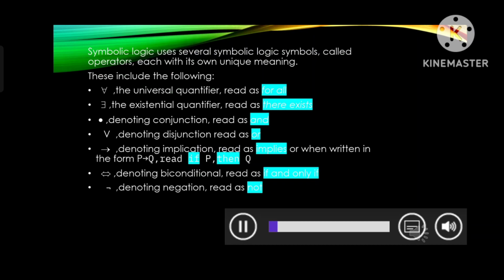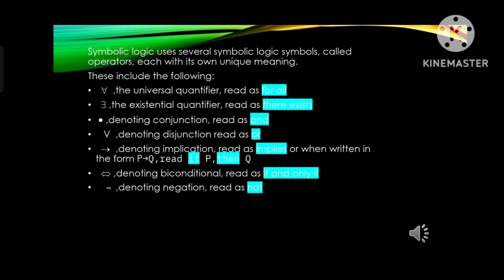Symbolic logic uses several symbols called operators, each with its own unique meaning. This includes the following, as you can see on my PowerPoint. First, the universal quantifier, read as for all. Second, the existential quantifier, read as there exists. Third, denoting conjunction, read as and. Fourth, denoting disjunction, read as or.